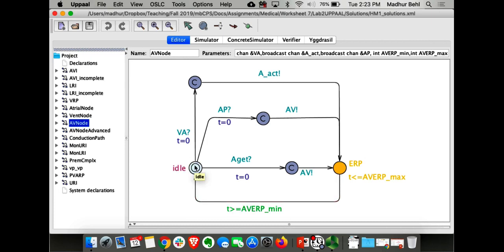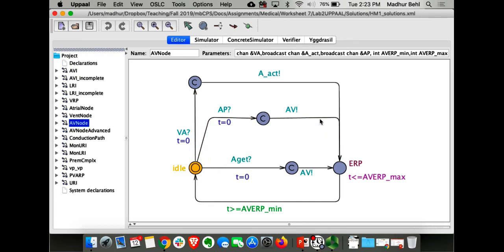But what else can occur? Another thing that can occur is that you were in idle and you directly receive a pacing signal from the pacemaker. You should again issue your own depolarization message here. So that's what this second transition is happening.